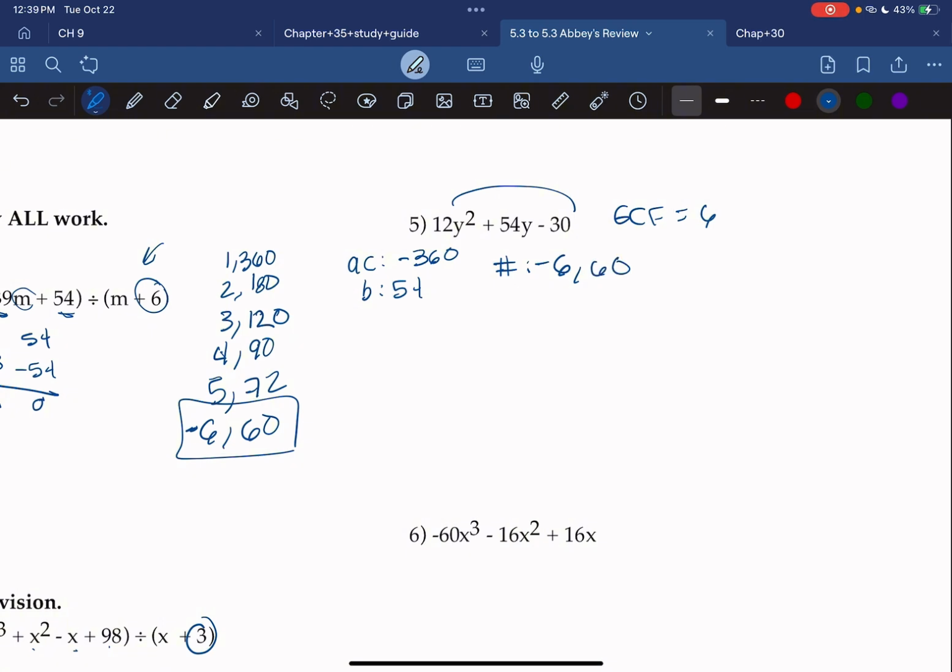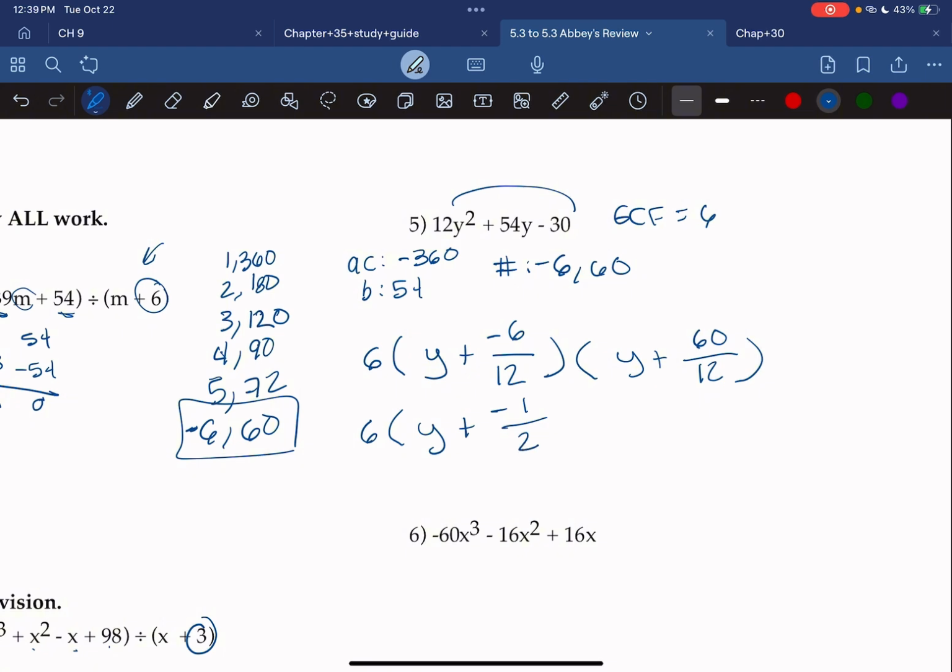Now to set it up, we put our greatest common factor out front. In this case it's y, because that's the variable that's being given to us. Y plus blank over blank. Y plus blank over blank. On the top, the numbers that we found. On the bottom, it's going to be our a value. Let's simplify this first. So it's going to be y plus negative 1 over 2.